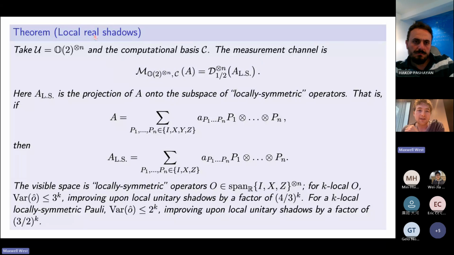And if we go to the analogous version with local real shadows, so now we're acting on each qubit independently with local real-valued Cliffords, the difference is a bit more dramatic. So we project onto what we call the locally symmetric operators, which basically just means write everything out in Pauli strings and then delete any string that has a Y in it. So if you look at any qubit, it's just I, X, and Z. So it's just the symmetric ones.